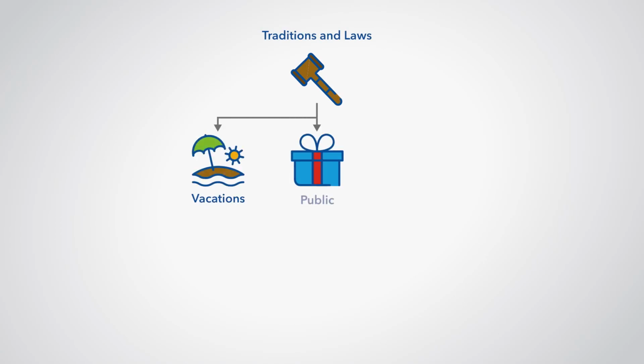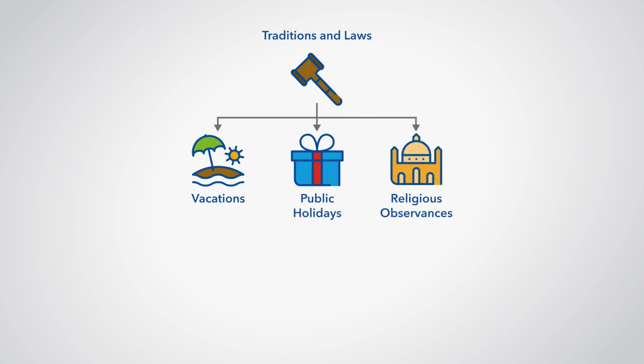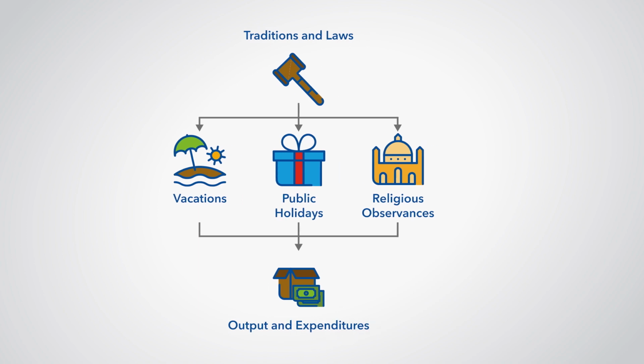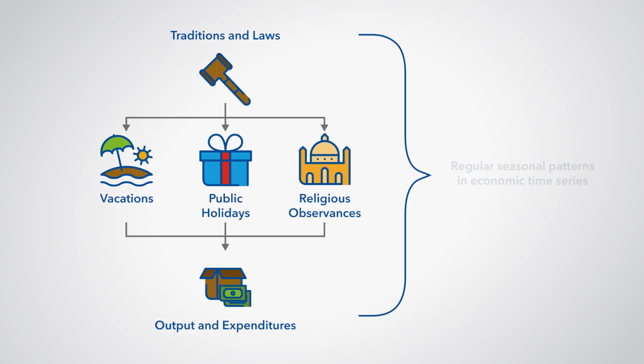Economic time series are often characterized by recurrent seasonal effects. The weather directly affects certain types of production, such as agriculture and construction. Societies also have traditions or laws that establish seasonal patterns for vacations, public holidays, and religious observances, which affect output and expenditures. These factors lead to regular seasonal patterns in economic time series, including GDP.